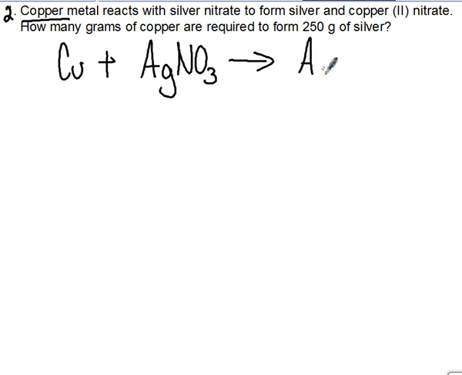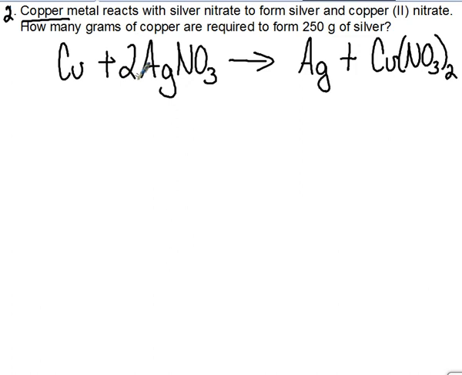silver. Any element that's listed is always singular unless it's one of the 7 diatomics or otherwise stated. Plus copper nitrate. So copper in this case has a +2 charge, and nitrate has a -1 charge, so we need 2 of them. To balance this out, I just need a 2 here and a 2 there, and it's balanced.